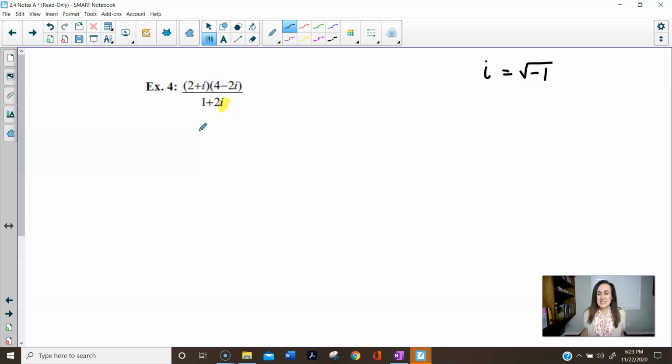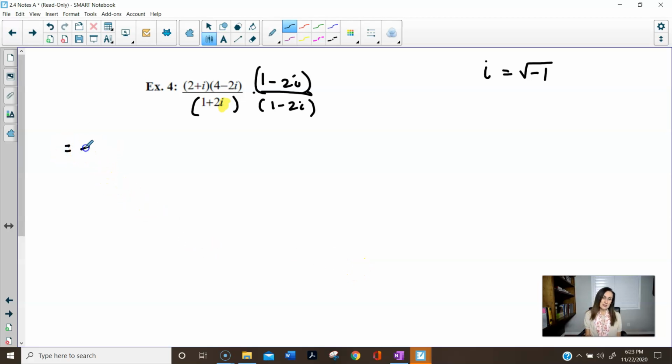So what we're going to do is get rid of that i in the denominator by multiplying the top and bottom by the conjugate. The conjugate of 1 plus 2i is 1 subtract 2i. And then we would multiply the top by 1 subtract 2i. Now this is going to take a little bit of work to simplify, but when we're done, we should have no i's in the denominator, and that's how we're simplifying this.